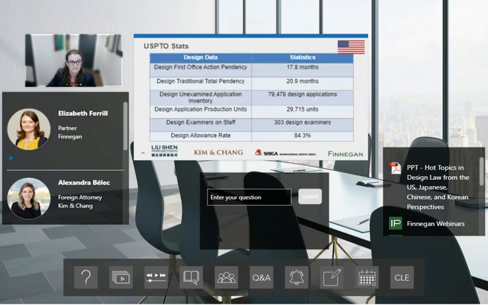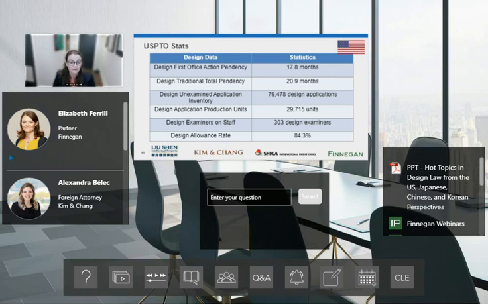So here's some statistics regarding what's going on at the Patent Office, and I raise this because the United States continues to have a fairly long pendency. Like many of the other countries that we've discussed this morning, the United States is engaged in examination of design patents. Unfortunately, pendency has ticked up a little bit in the last 6 months or so, and it's now 17.8 months to getting your first office action.